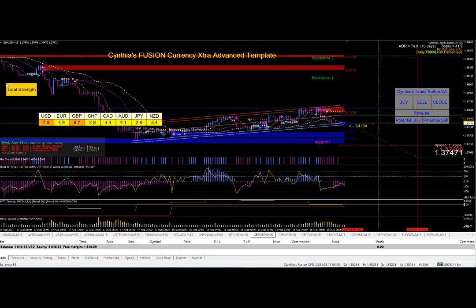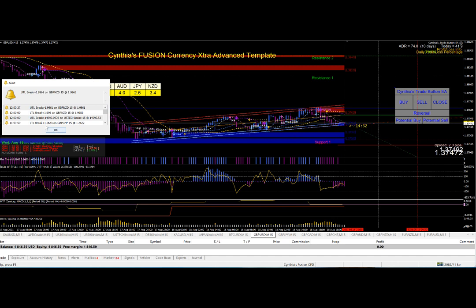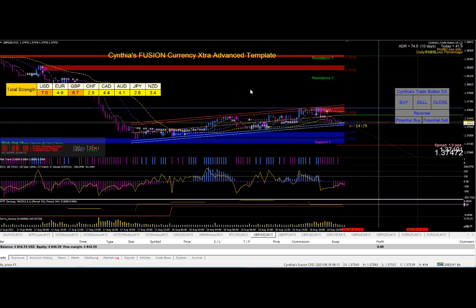The trade button also can be moved around on your chart, and it has a reversal and a close, and potential buy and potential sell in the trade button are your pending orders. So you can place pending orders, and in the PDF you'll have a training video to teach you how to use the trade button, as well as a training video teaching you how to use the currency strength meter. So that's about it for the introduction to the basic, advanced, and extra advanced templates for CFDs and currencies.